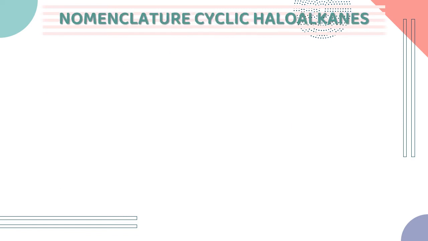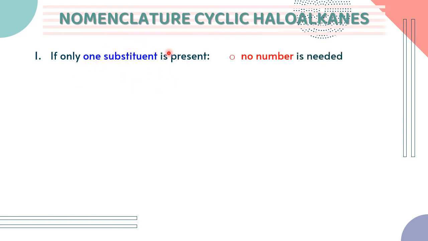Okay, so far we have discussed a linear chain alkane. Now we're going to look at a cyclic haloalkane, a haloalkane with a cyclic structure. If you only have one substituent present on your cyclic structure, for example, this one, no number is needed.